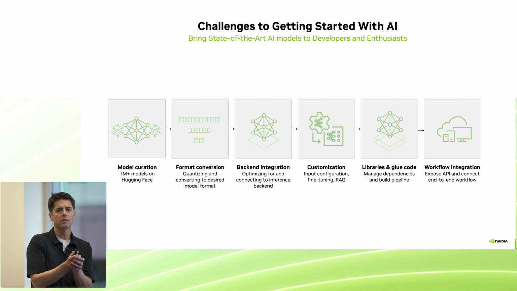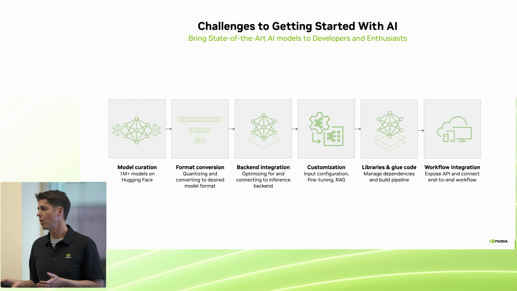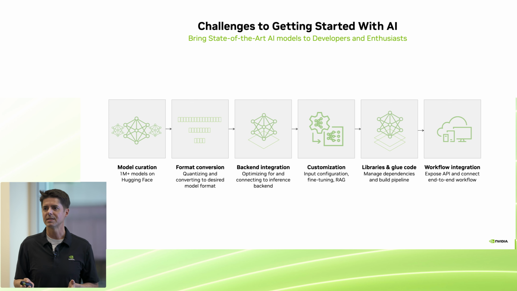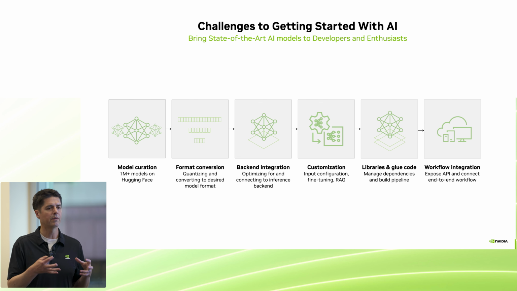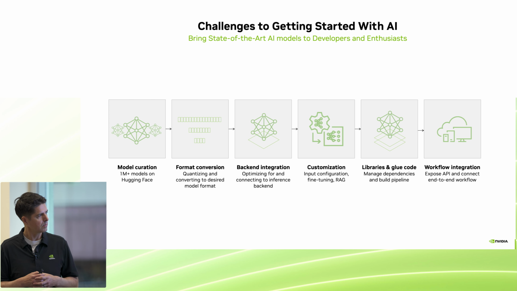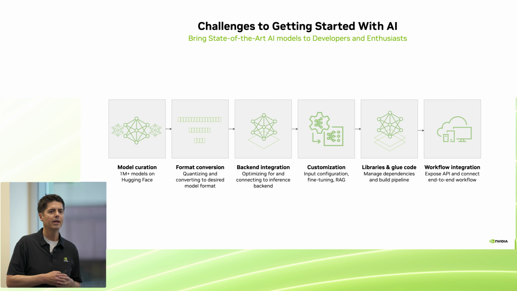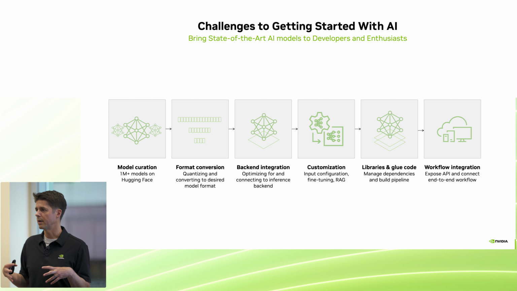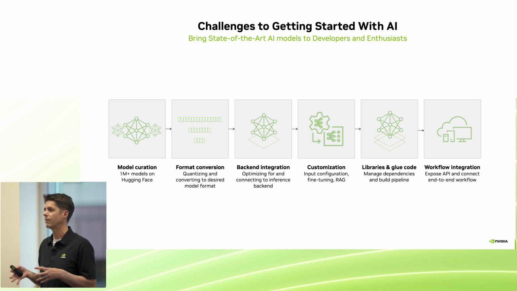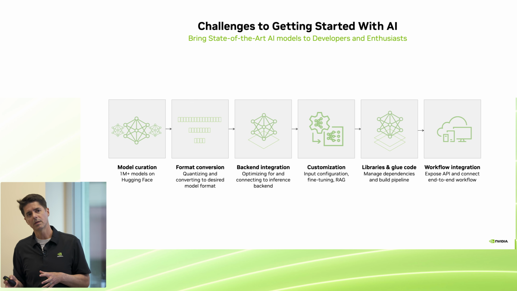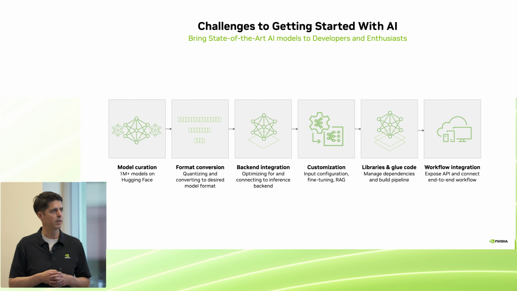Well, the first thing you have to do is find the right model. There's more than 1.2 million models in Hugging Face now. Finding the right one that's suitable for your needs can be a challenge. Next is converting the format. So this can mean quantizing it into a data type that's going to run and fit within the constraints of the device on which you're running it. And converting the model format into something that's going to be compatible with your AI backend of choice.